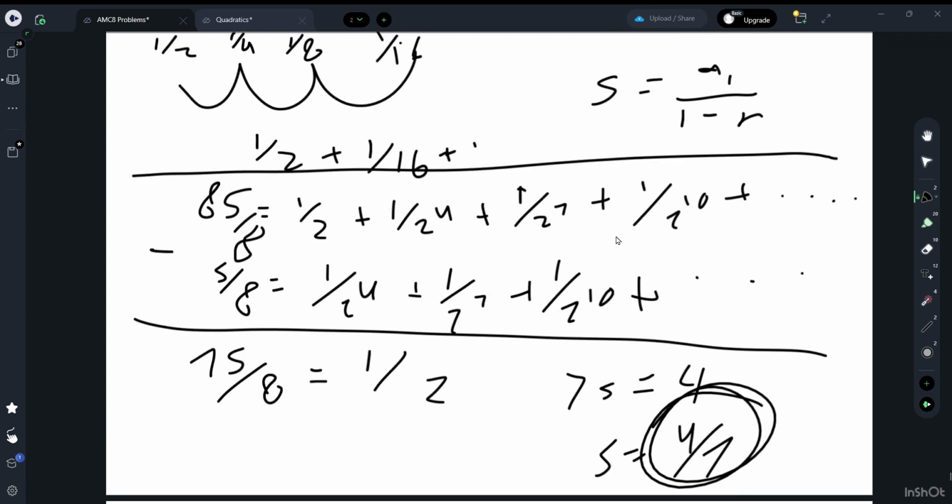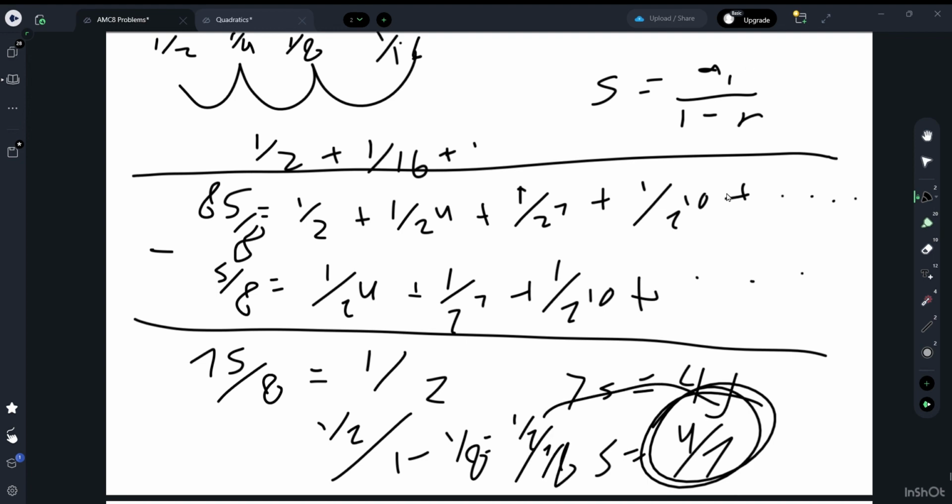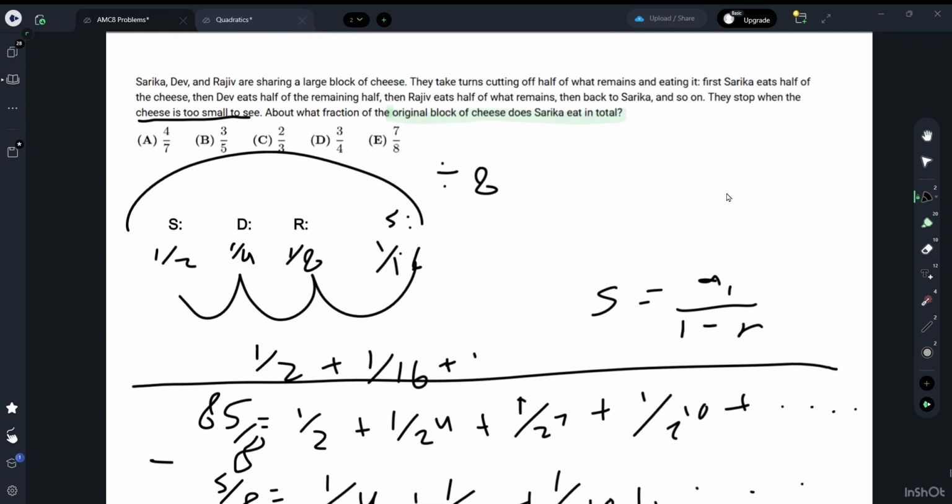But we can also plug it back into the formula. The first term is 1/2. 1/2 over 1 minus the common ratio, which is dividing by 8, so it's basically multiplying by 1/8. So 1/2 over 7/8 leads us back to the same answer, 4/7. So this would be answer choice A.